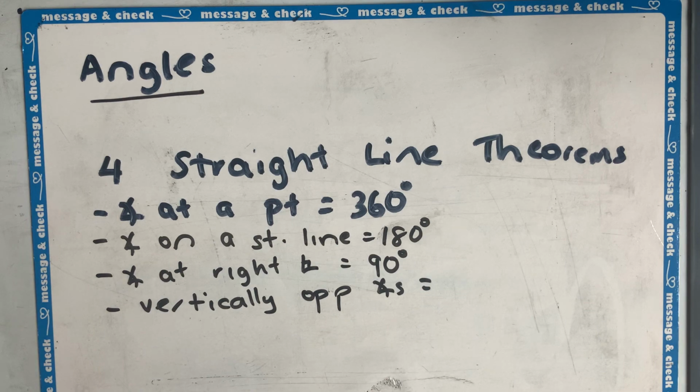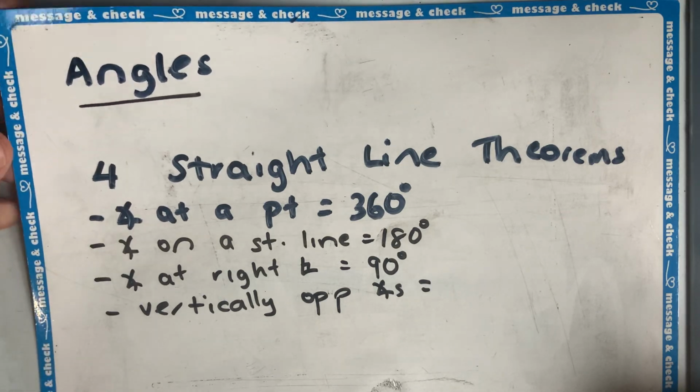The first one is called angle at a point, and they add up to 360. The second one is angle on a straight line, they add up to 180. Followed by angle at right angle, they are equal to 90 degrees. And the last one is vertically opposite angles, they are equal. So we shall start with the first one, which is angle at a point.